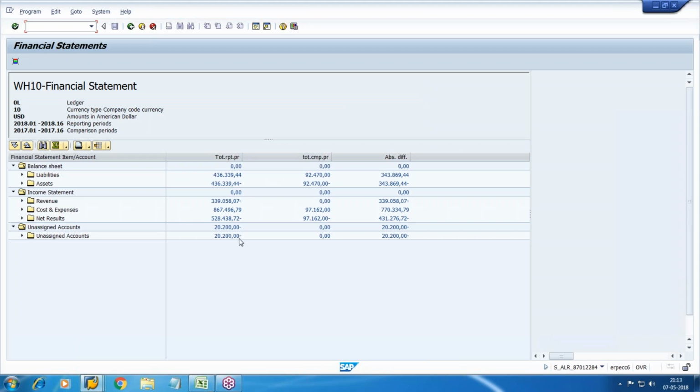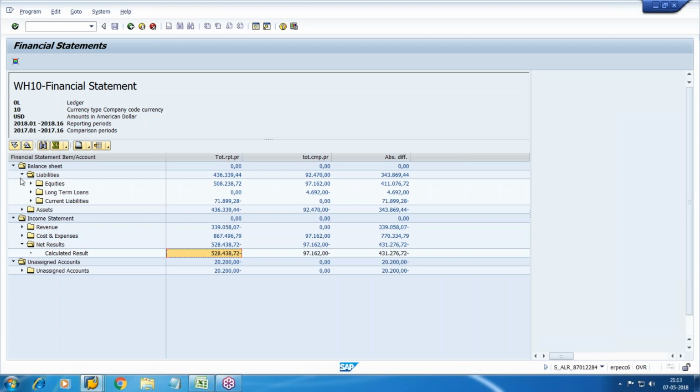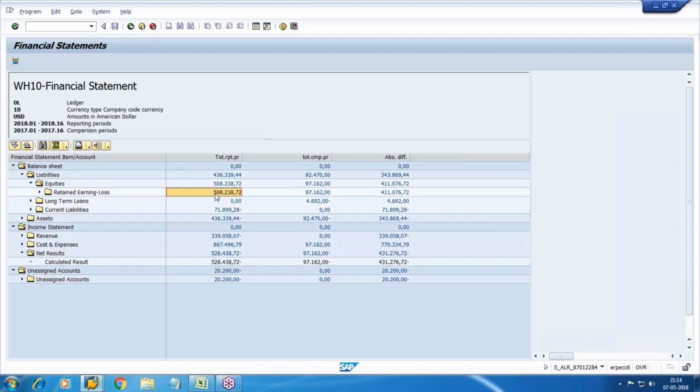Okay, what is the first criteria? Balance sheet should be tally. So total liability should be equivalent to total asset. This is the first checkpoint. Both should be tally. Then next go to income statement. This is your revenue. This is your cost and net result. So what is the net result? Minus, losses is there. So 528,438. So this balance should be transferred to your equity.